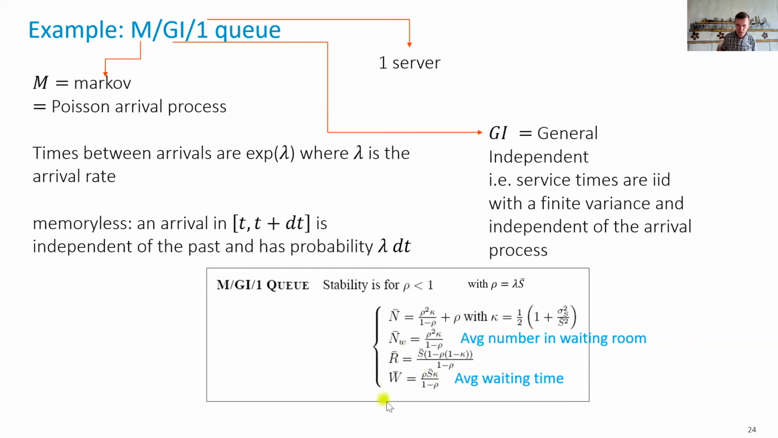And the waiting time is given also by rho over 1 minus rho, S bar times kappa. So those formulas, or take-home message, well, they are closed-form formulas. So if you have a system that can be modeled, roughly speaking, with independent arrivals, and you don't know much about the service time, but you're able to estimate at least the mean and the variance of the service time, then this is how you could obtain at least a theoretical number for the average numbers and average times.